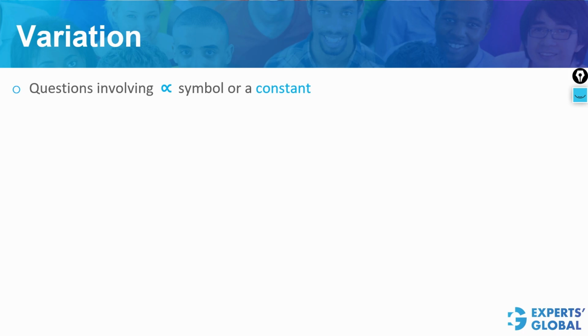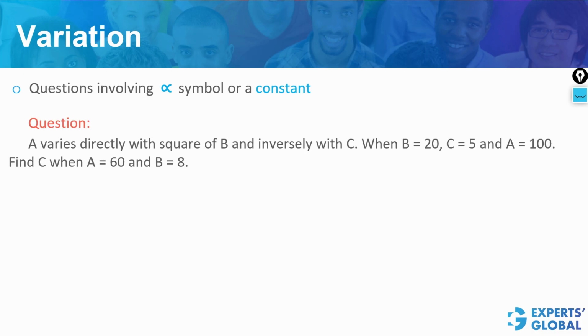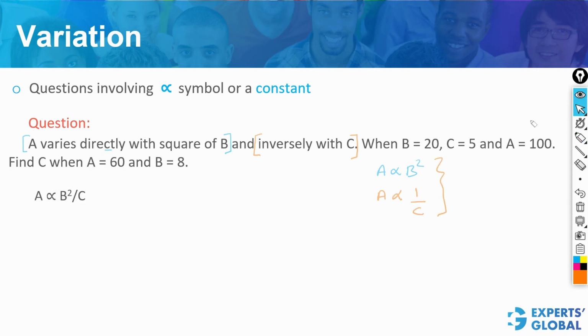Questions based on variation generally involve the proportionality sign or the use of a constant. Let's take a basic example here. Look at this question. It says A varies directly with square of B, so A is proportional to B square, and then it says that A varies inversely with C. So we can write this as A is proportional to 1 by C. Combining these two, we can say that A is proportional to B square by C.